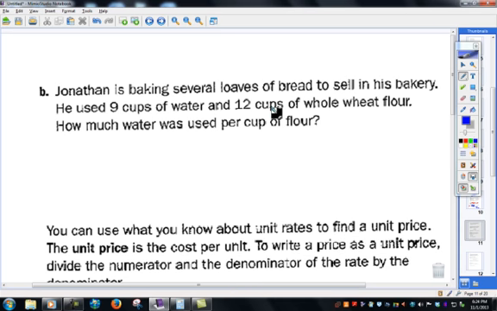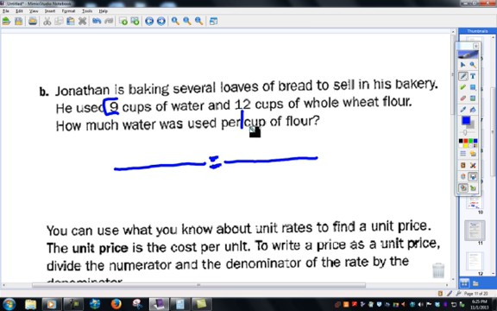Jonathan is baking several loaves of bread to sell in his bakery. He used 9 cups of water and 12 cups of whole wheat flour. How much water was used per cup of flour? So we're talking per 1 cup of flour. Right away, I always start with just this right here. This is a proportion, but you guys don't know that really yet. A proportion is 2 equivalent ratios or 2 equivalent fractions.